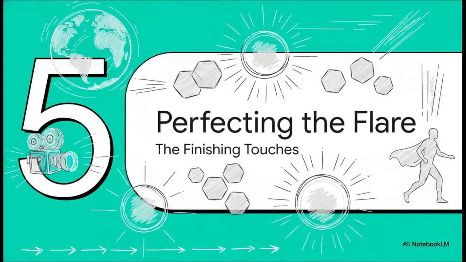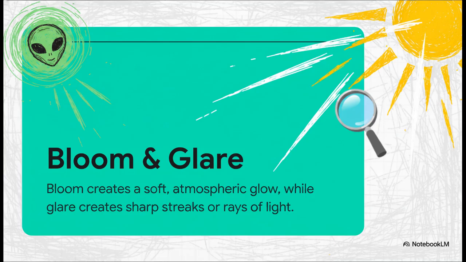We've got our world, our camera, our time-bending pacing, and our character. Now for Layer 5, perfecting the lens flare, the finishing touches. To make that glowing green alien in the vibrant, sun-drenched forest totally pop, we rely on optical imperfections. In 3D rendering, this comes down to 2 post-processing effects, bloom and glare. Bloom gives us that soft, dreamy, atmospheric glow around the bright spots. Glare, on the other hand, gives us those sharp, cinematic streaks of light that make it look like a real physical camera lens is reacting to the sun.